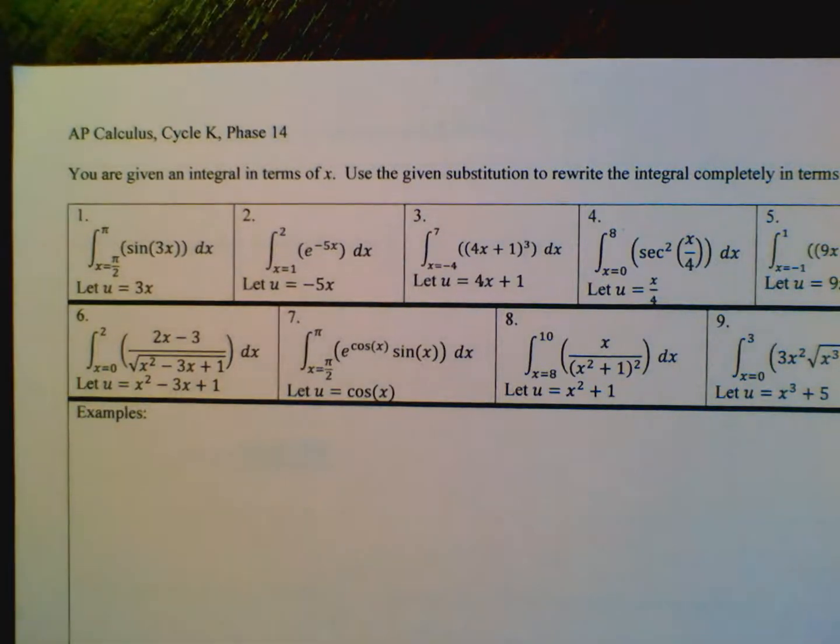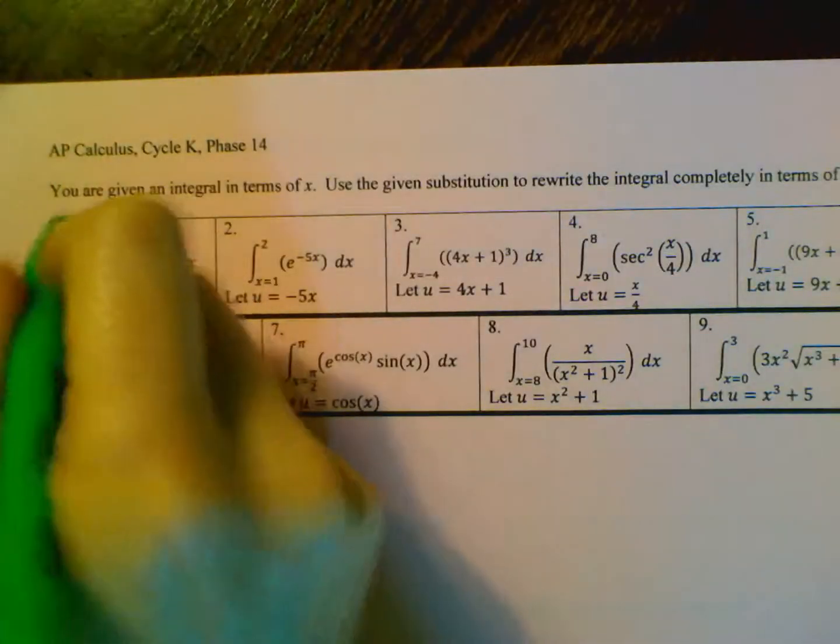Okay, hi guys. So here's phase 14, cycle K. We are almost done with cycle K, I think. We just have a little bit more. So I'm going to do numbers 1 and 6. All right, so that's what I'll do. I'll do number 1 and 6.